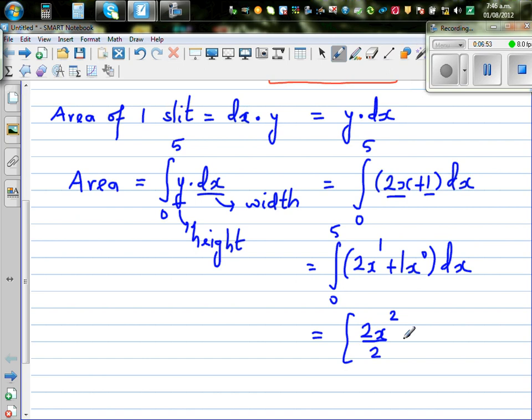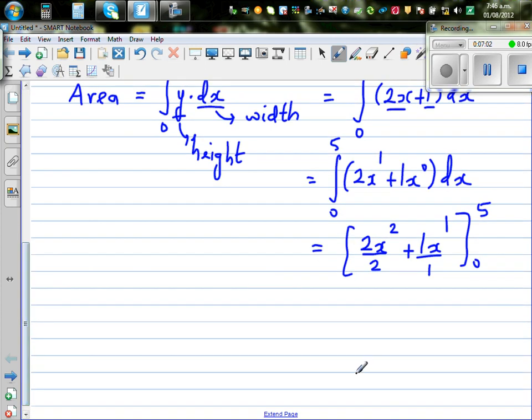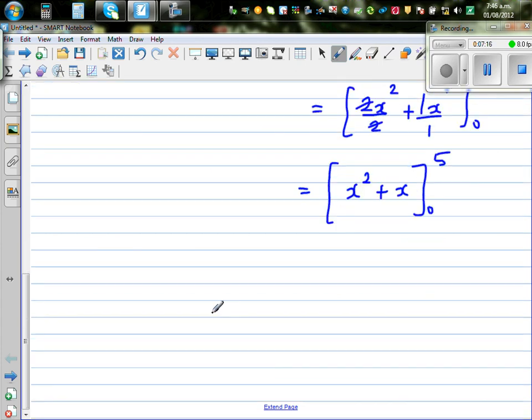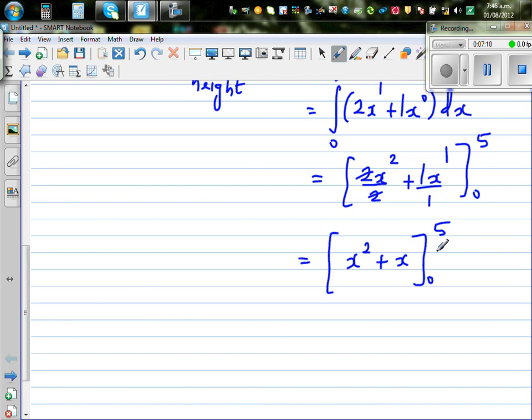Okay, so you integrate this, so this is 2x squared over 2 plus 1x to the power 1 over 1, and this is called the limits of integration, 0 to phi. Okay, you may not understand exactly what I'm doing, so let us simplify this. This 2 and this 2 get cancelled, this is x squared plus x from 0 to phi. Okay, so now what you do is you substitute the upper limit in this form, and then you take away by substituting the lower limit.